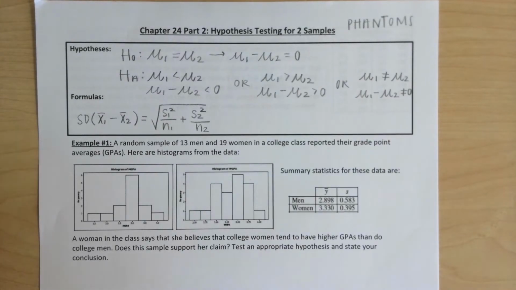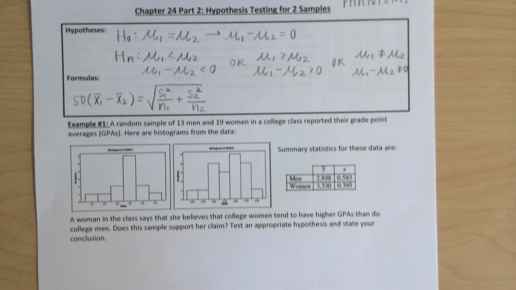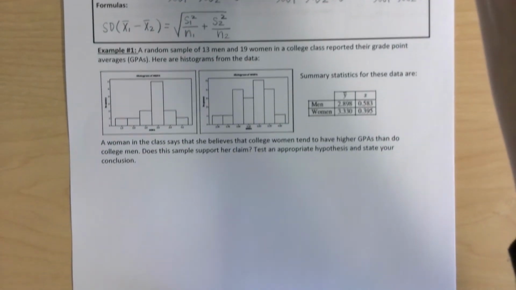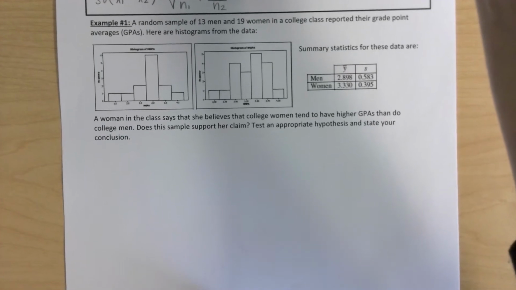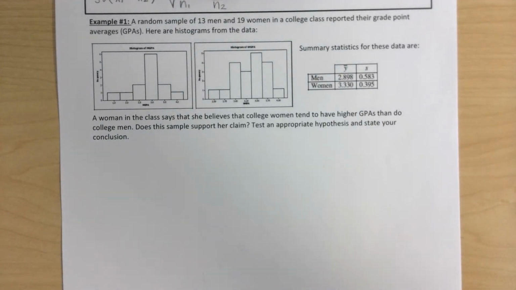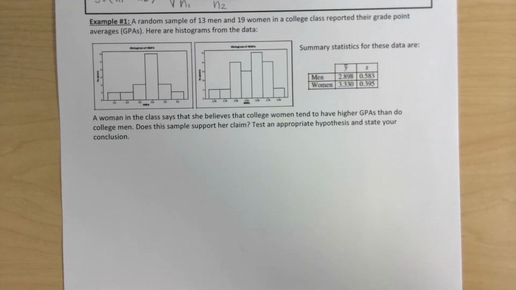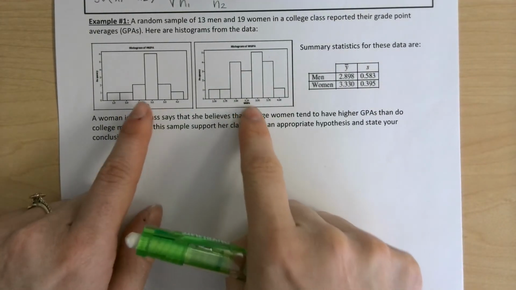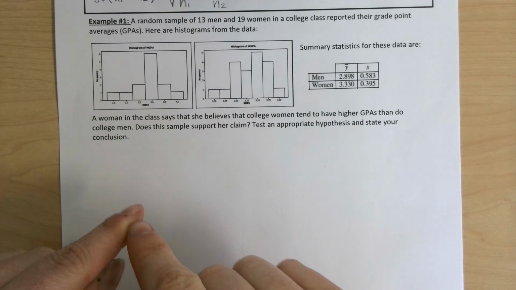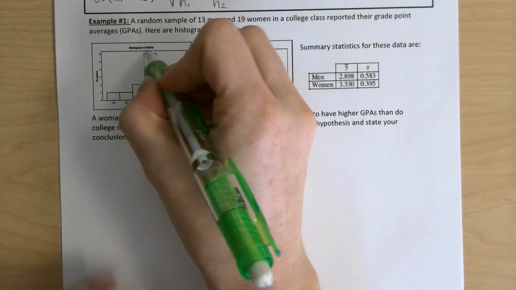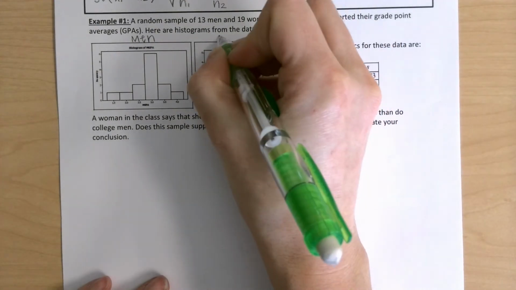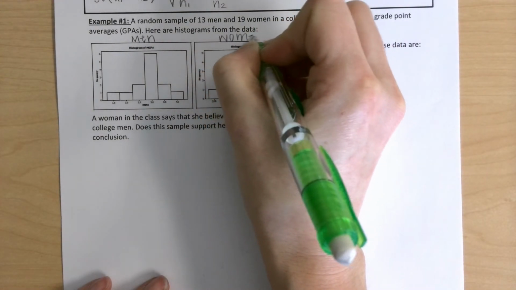All right, let's go ahead and look at an example here. Example 1 says a random sample of 13 men and 19 women in a college class reported their grade point averages or GPAs. Here are the histograms from the data. This is extremely hard to read. This is an M here, so this first one is for men. The second one is for women. I'm sorry that it's so hard to read.